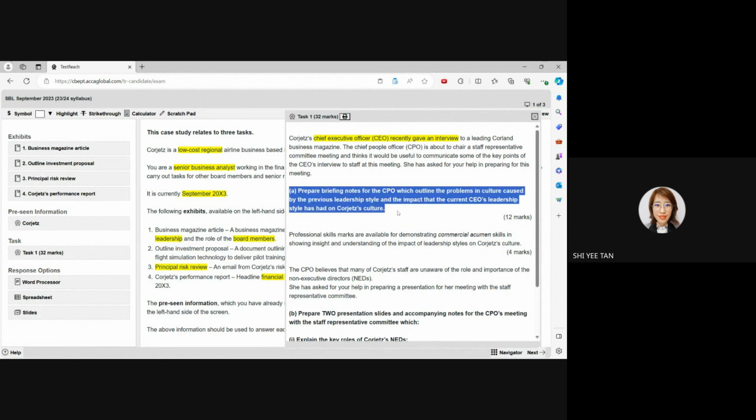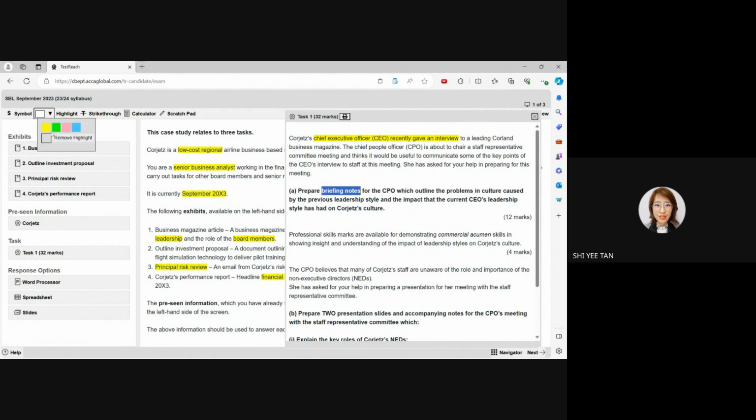So what is wanted from you? A, prepare briefing notes. This is your format, right? Prepare briefing note for the CPO, or the Chief People Officer, which outline the problems in culture caused by the previous leadership style. Okay, you are supposed to outline the problems. Problems means what? Negative things. You don't write positive ones. You write the negative ones in the previous leadership style.